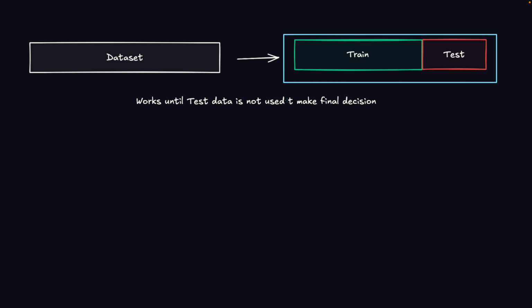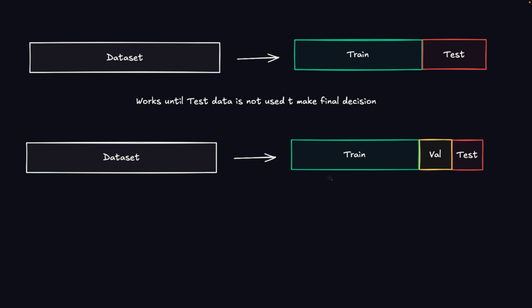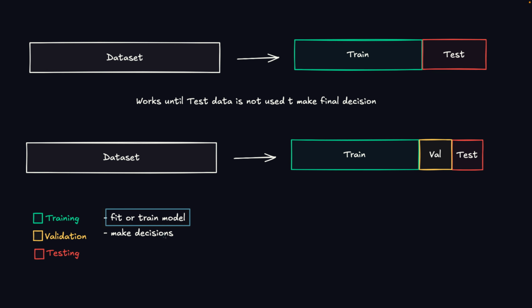We need something more. And that is when we'll create three splits: a training split, a validation split, and a testing split. The training split is basically used to train the model. Then the validation split will be used to make decisions, i.e., if we have multiple models trained using the training data and we want to choose the best performing model, then we will use the validation set. We'll train multiple models and each one of those models will be tested using the validation set.